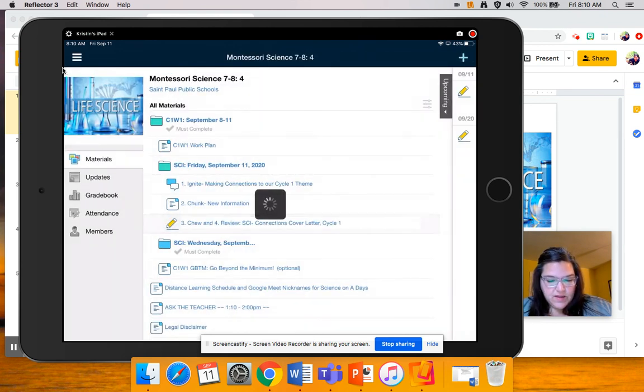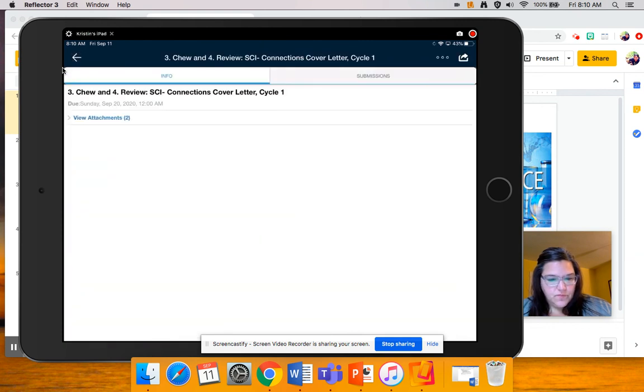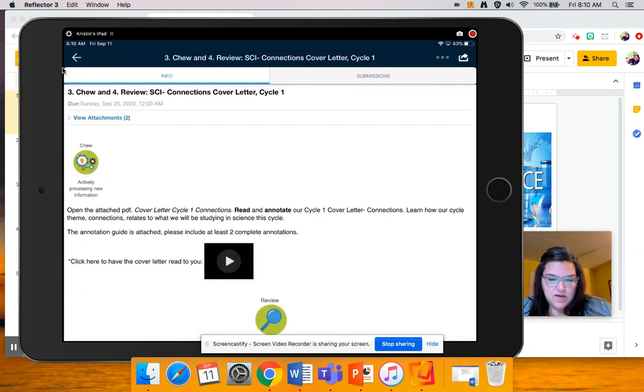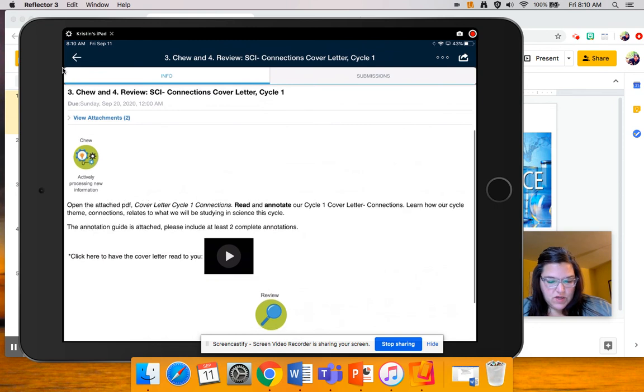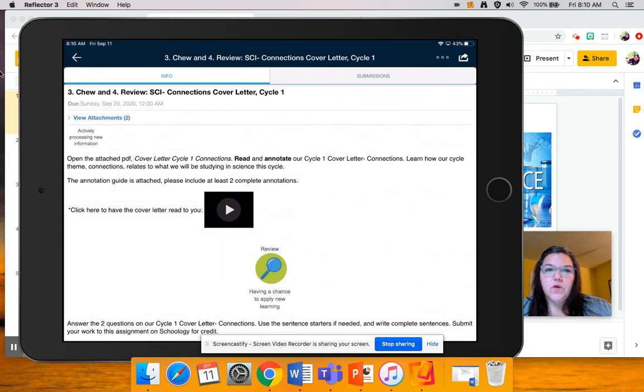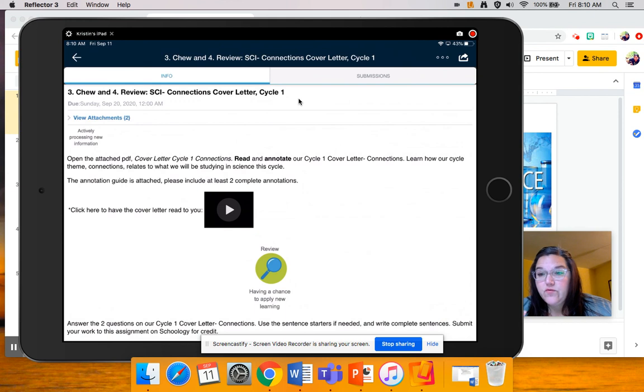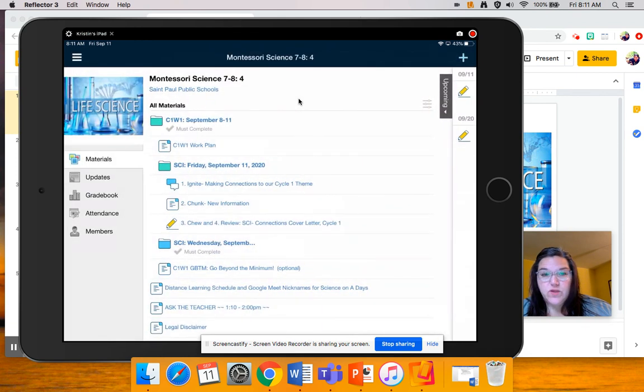So if we're looking at the assignment, there is a rubric attached. So you will be graded on a 4-point scale. In order to earn all 4 points, you need to include at least 2 annotations and completely answer those last 2 questions. So look at the rubric if you need to figure out how you got a certain score or what score you would like to get. Right, and that is it for Friday.